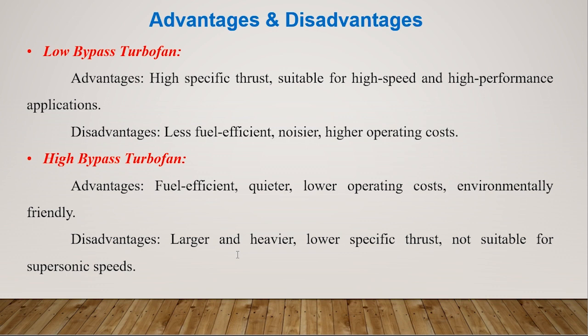Why not supersonic speeds? Any guess? Because of the lower specific thrust, and at supersonic velocity there may be a chance of shock waves, and this high bypass turbofan engine is not optimized to manage the shock waves. So it will definitely affect the engine performance. So the high bypass turbofan engine is not suitable for supersonic applications.